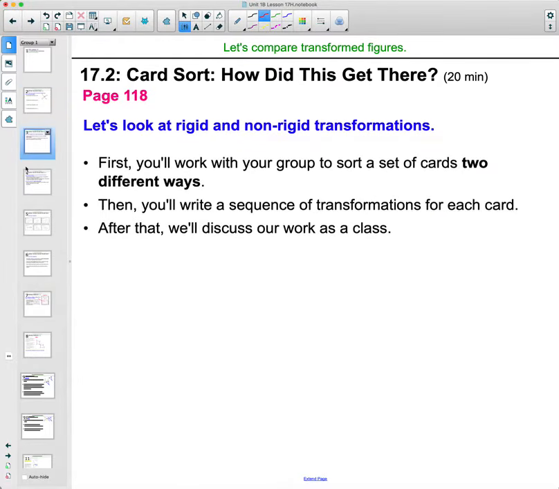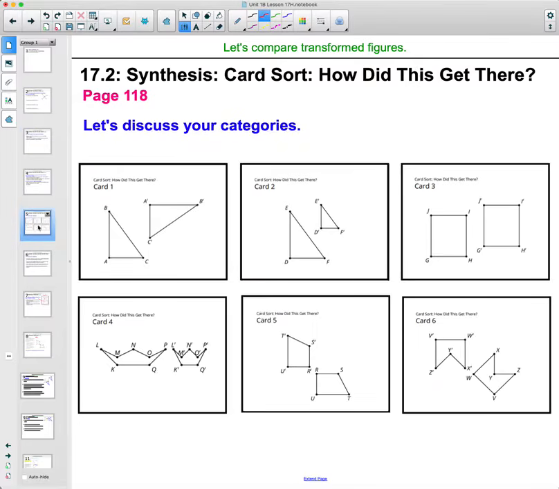Okay, so let's go ahead and take a look at some rigid and non-rigid transformations. If you were in class, there's a card sort. There was a set of cards that you were given to separate in two different ways. There's also a Desmos activity posted. So if you were absent, when you go through the Desmos activity, the cards will be in there. So these are the cards. You just needed to sort these into two different categories.